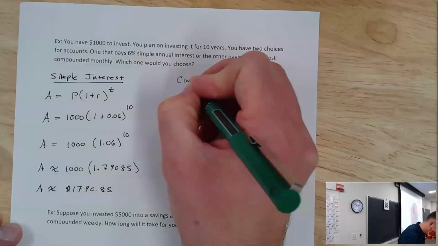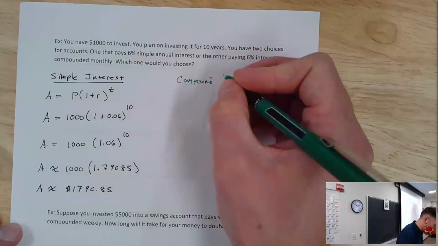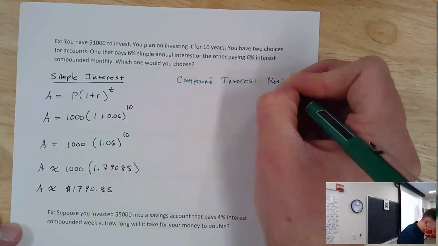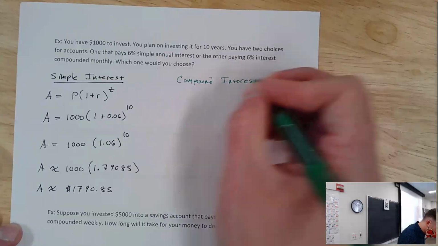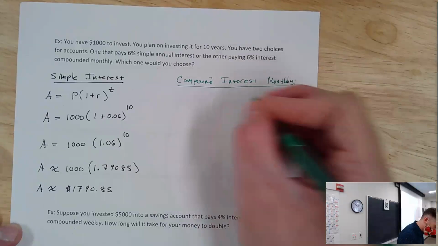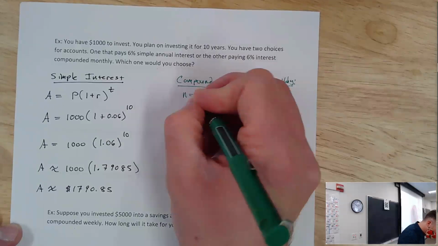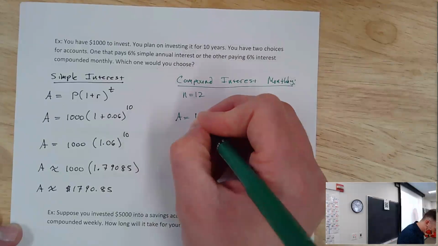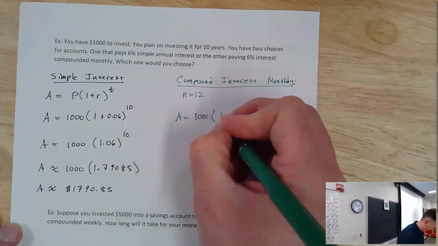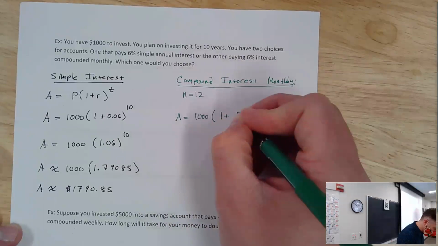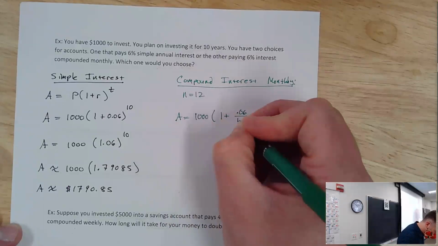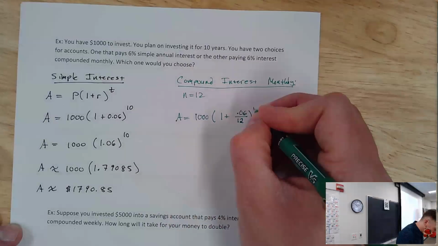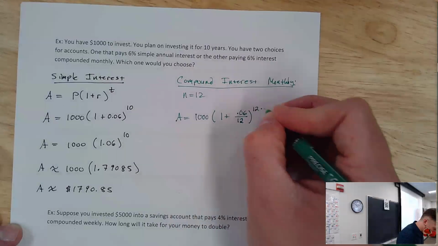So let's talk about compounding the interest monthly, which would mean n was what? How many times are we doing it per year? Right, so n equals 12. And our formula is going to look like this. The amount is going to be the principal, 1,000, times 1 plus the interest rate, which is 0.06, divided by the number of times you're compounding it, to the 12th power times 10.